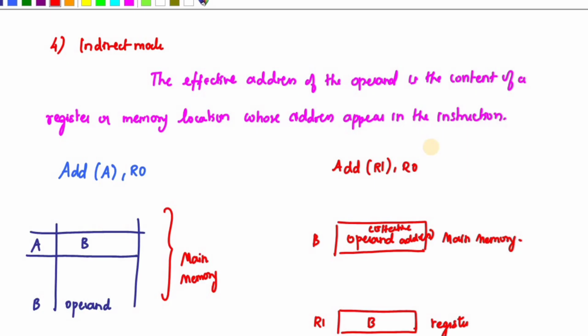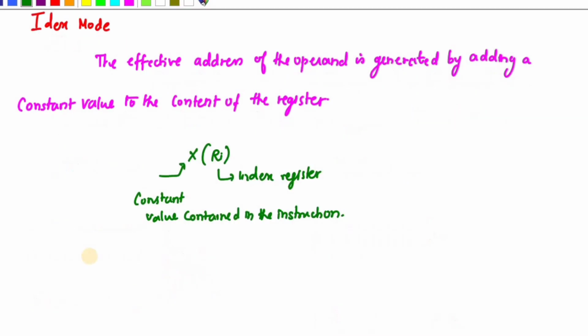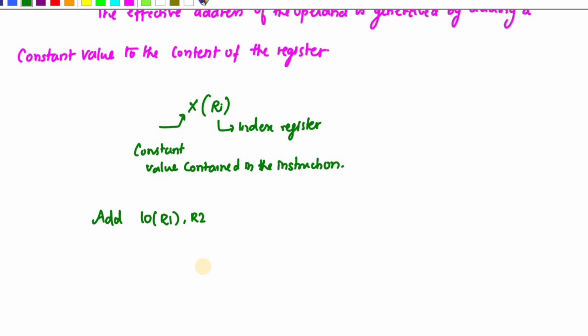So this is about the second operation, the second instruction. Now let us consider this is my memory location. Add 10 of R1 comma R2. So this is my index register and this 10 represents the offset, right? This is my offset, which is a constant value.